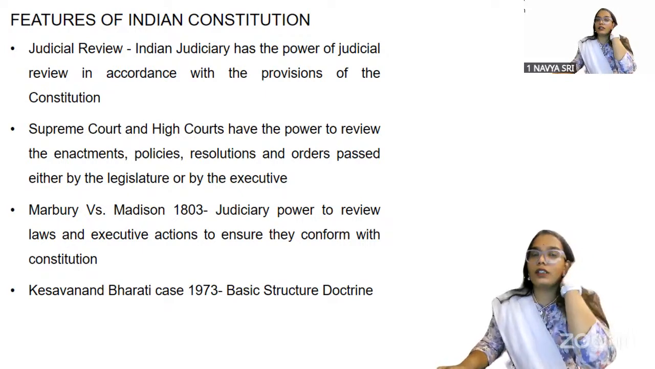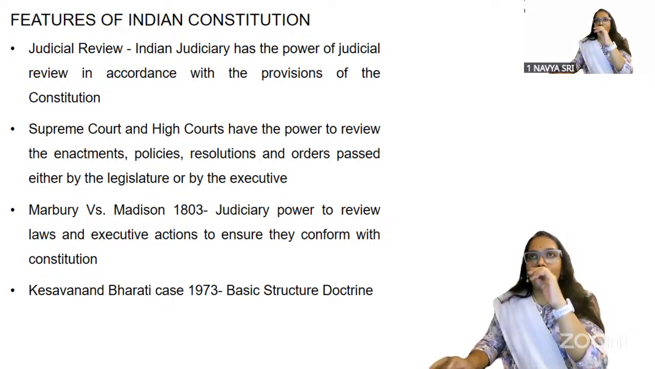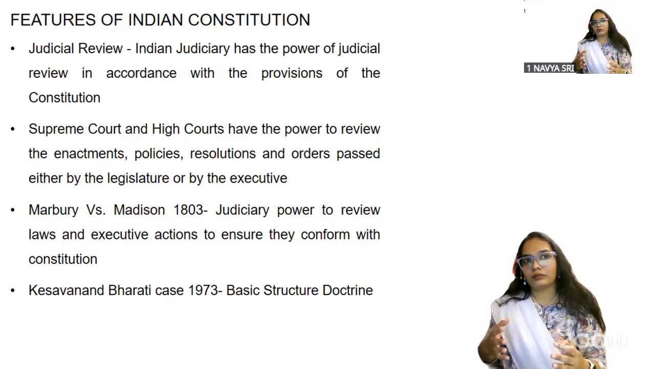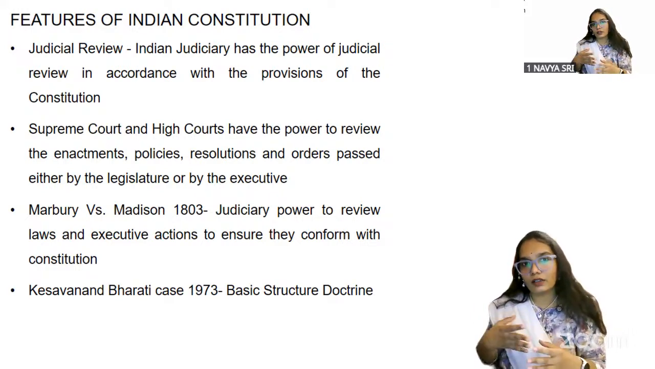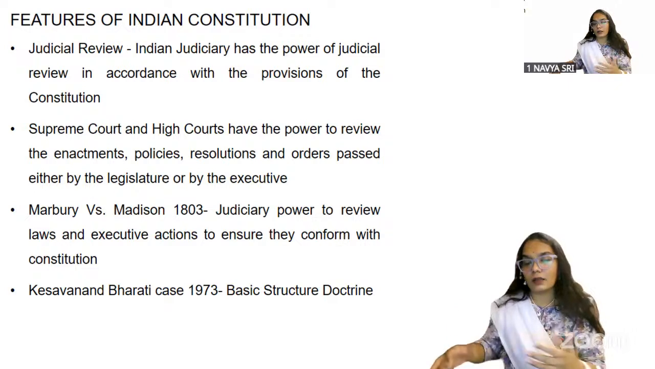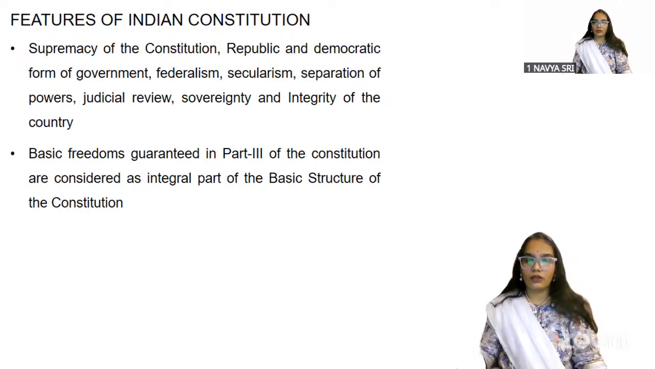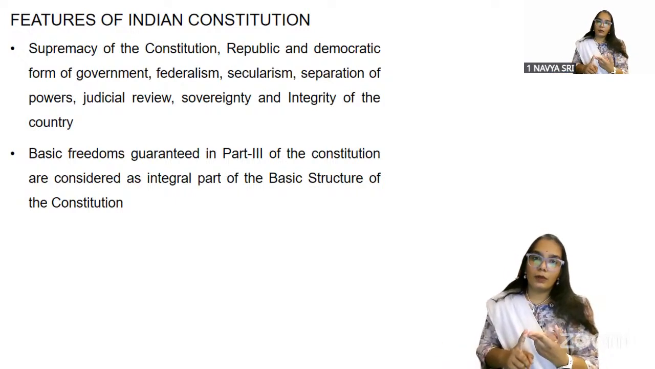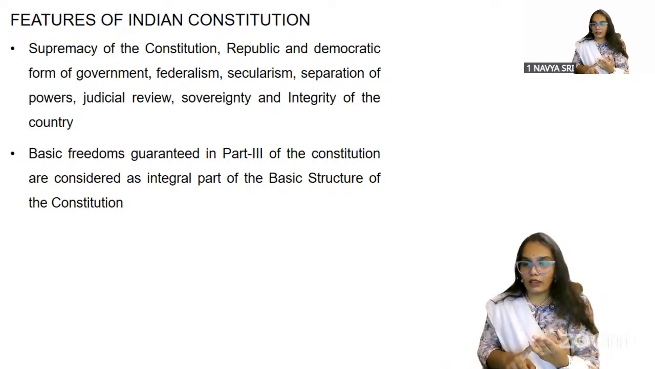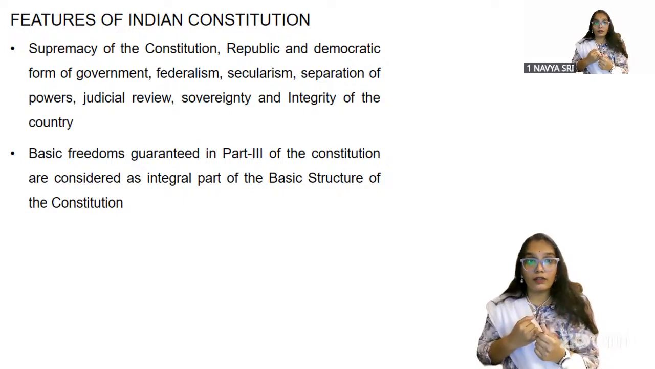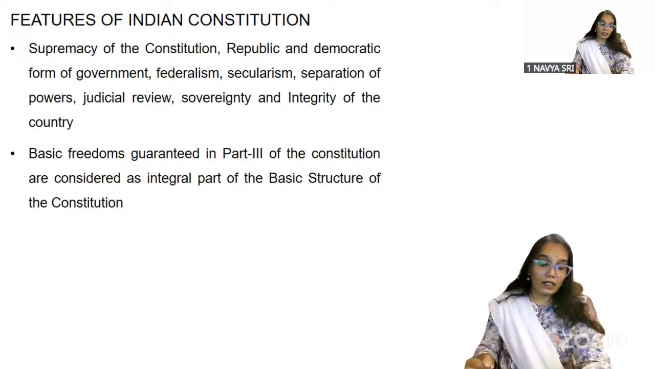So there are also criticisms to it. They say that judiciary is overarching its power. It is not maintaining its balance. So it is intruding too much into the executive and legislative. These are some of the criticisms they call it for. Then next one is supremacy of the constitution. Yes, then we are a republic country. Then democratic form of government exists. Then there exists federalism, secularism, separation of powers, judicial review, sovereignty, integrity of the country.